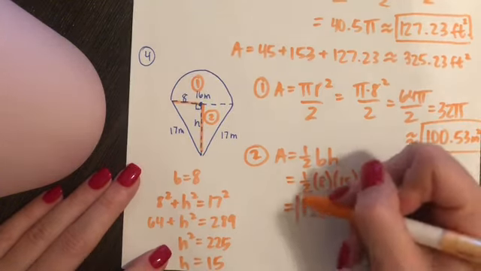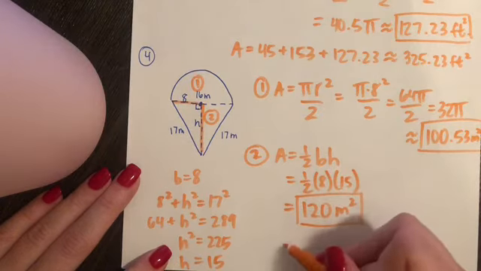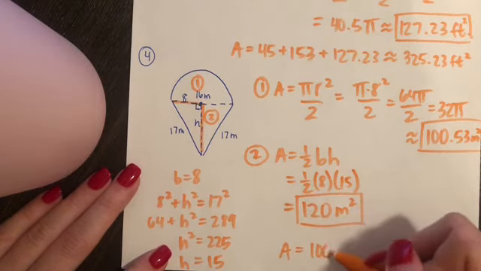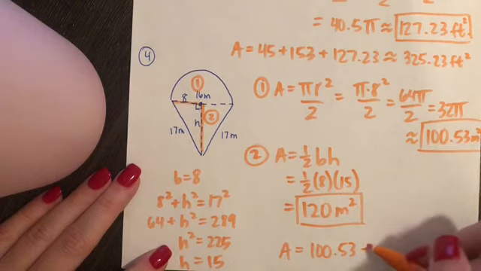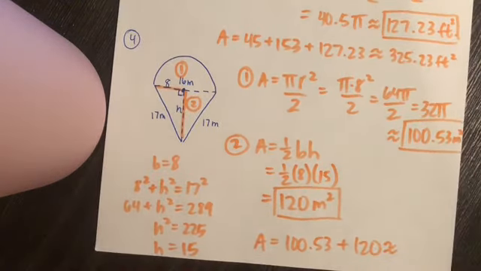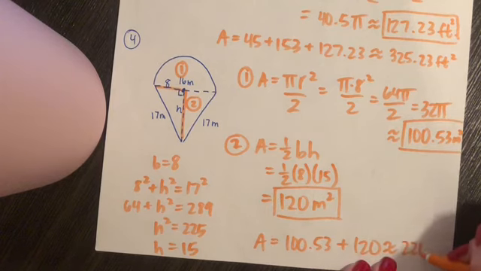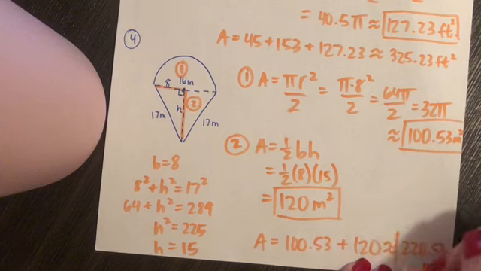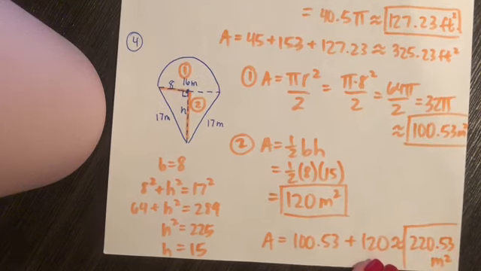And the last step is to total your area. So that's 100.53 plus 120. Right, that is approximately 220.53 square meters as my final answer.